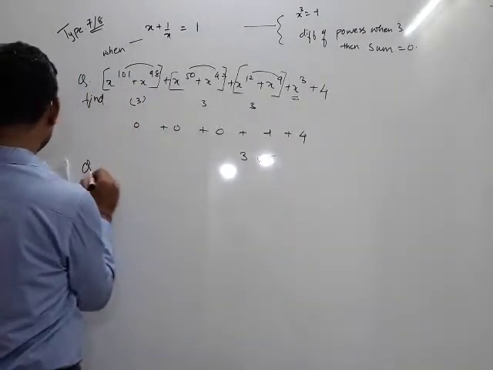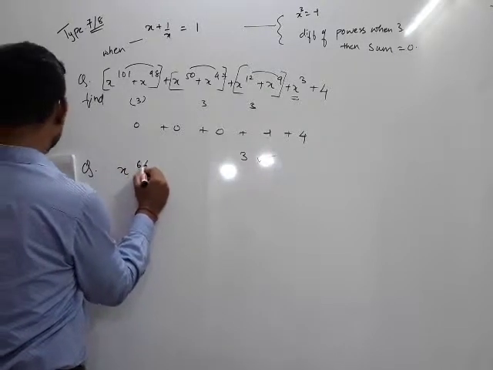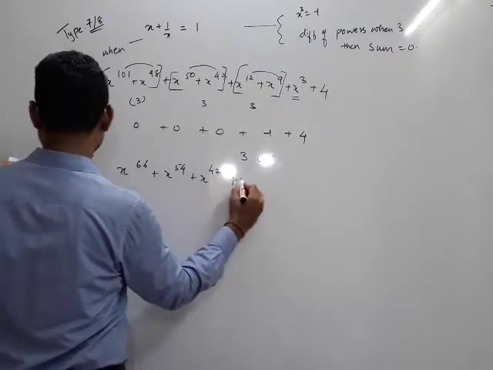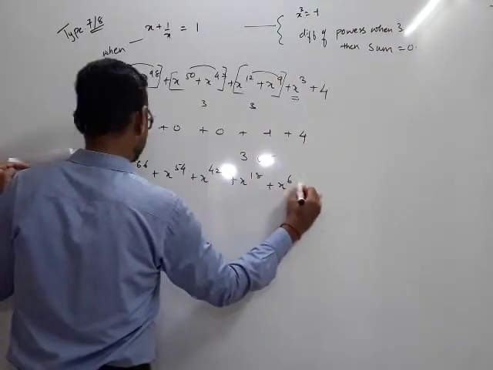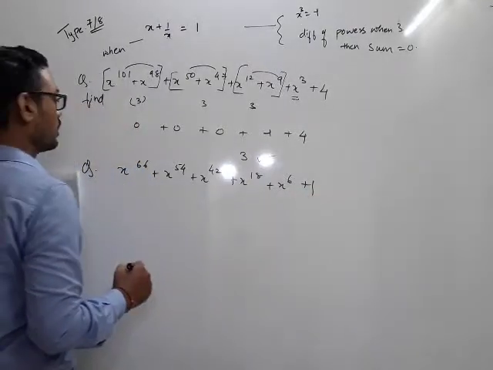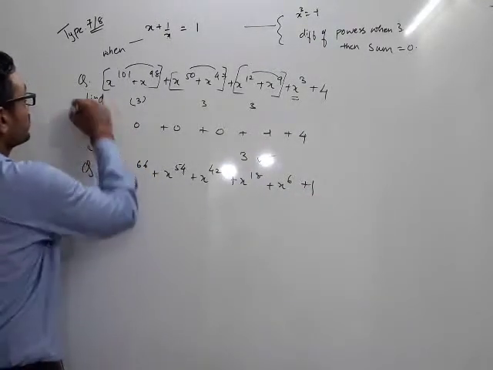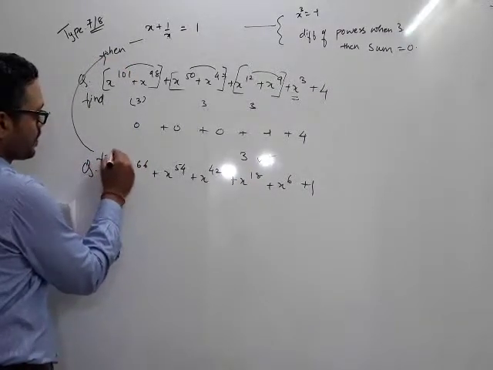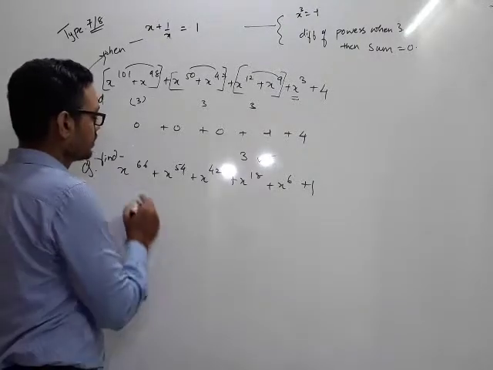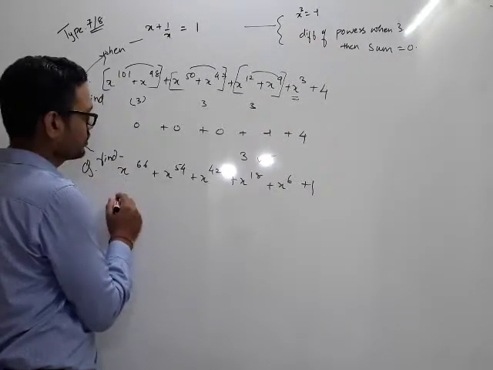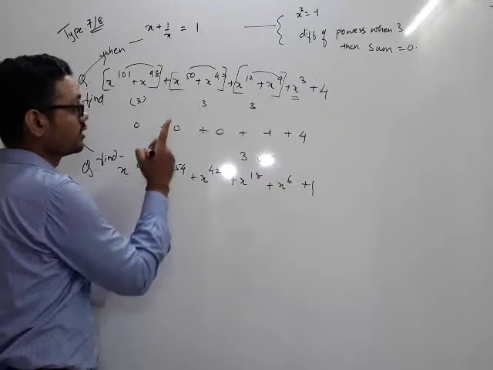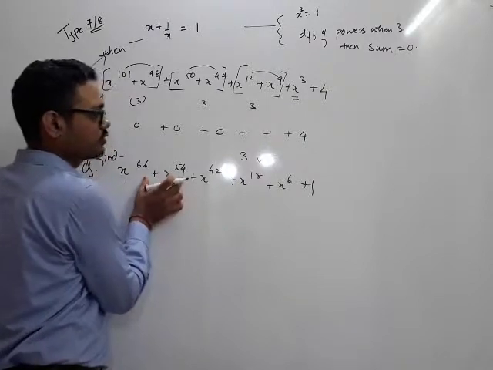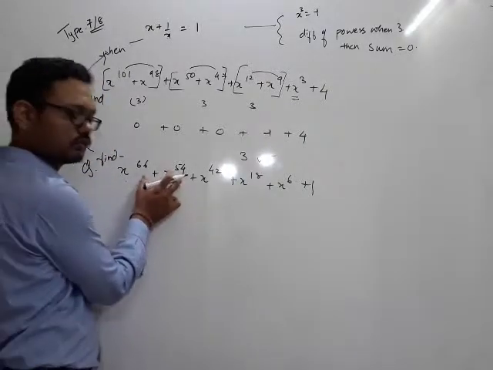Let's see another one. X raised to 66 plus x raised to 54 plus x raised to 42 plus x raised to 18 plus x raised to 6 plus 1. And this is given when x plus 1 by x is 1, then find. Alright, so once it is x plus 1 by x is 1, then x cube becomes minus 1. What is the difference between the powers? It is of course not 3. So what do we do?